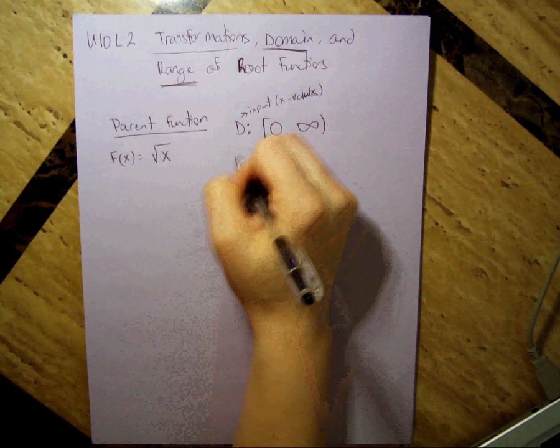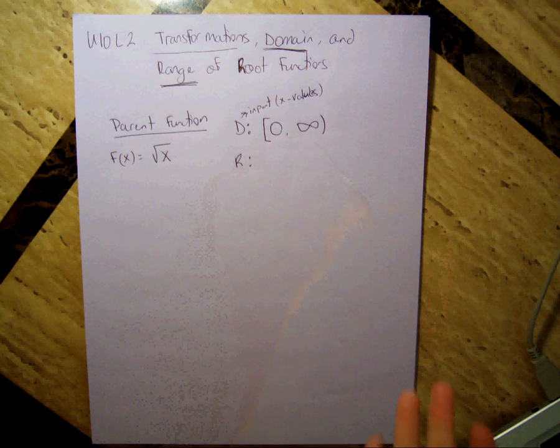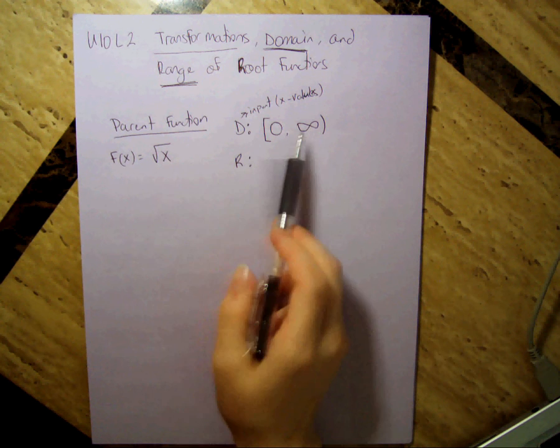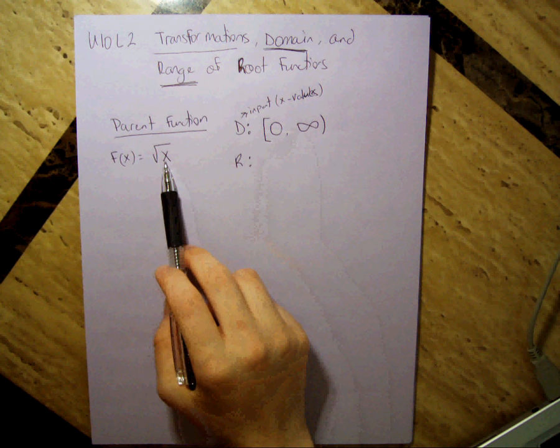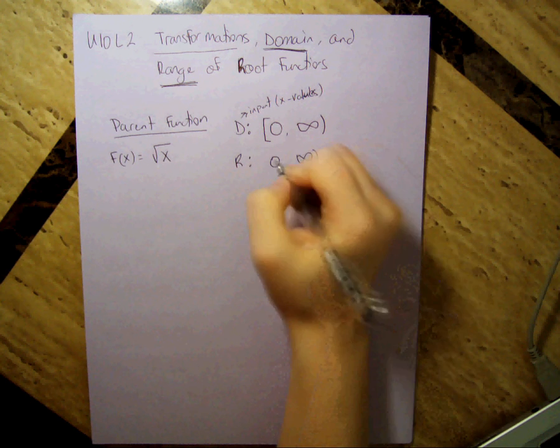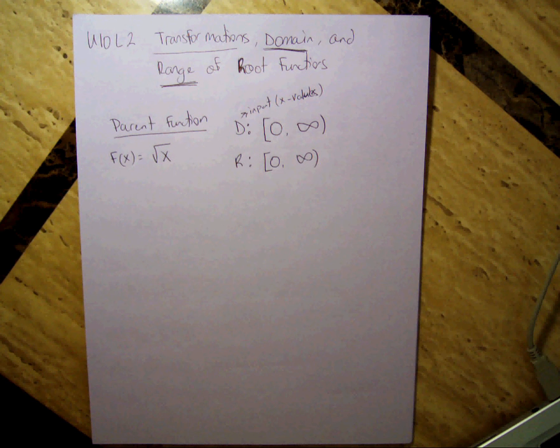Same thing for our range. If you think of all the numbers you can plug in, what can you get back out? Well, square root of 0 is 0, and the square root of any positive number is just another positive number. So the range, as well, is 0 to infinity, bracket, and parenthesis.